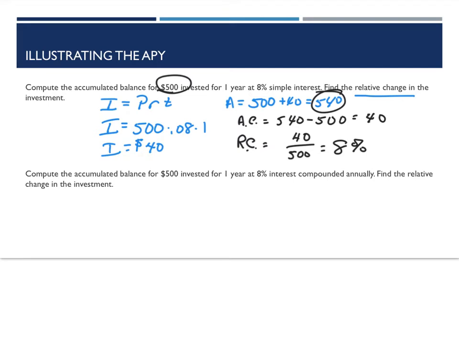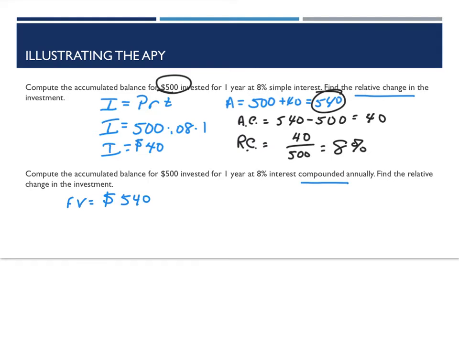Now in the second one, we want to find the accumulated balance for $500 invested for 1 year at 8% interest compounded annually. As soon as we see the word compounded, we know we're supposed to use the TVM solver on our calculator. I'm not going to fill all that out here. Surely you've done that enough that you can figure this out. We ended up with a future value of $540 again.